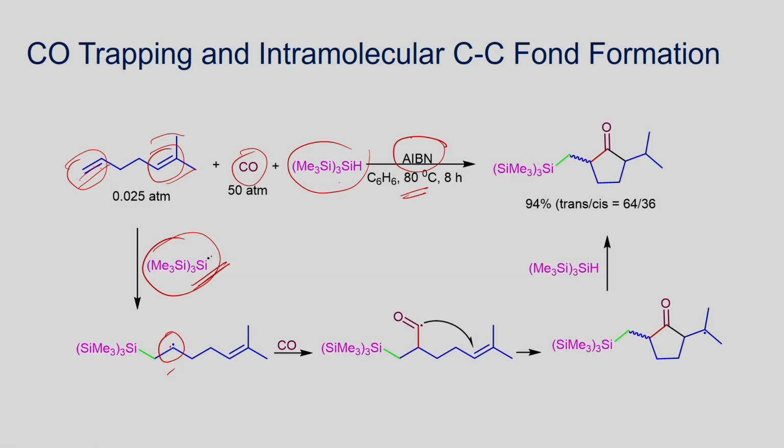Once you have the secondary radical, as we have seen, it can undergo addition reaction with the carbon monoxide, and you get the carbonyl radical. Once you have the carbonyl radical, it undergoes intramolecular cyclization with this double bond to give a tertiary radical. You can see here, you can make a five-membered ketone like this. Once you form the tertiary radical, this radical can react with the silyl hydride homolytically, as shown here.